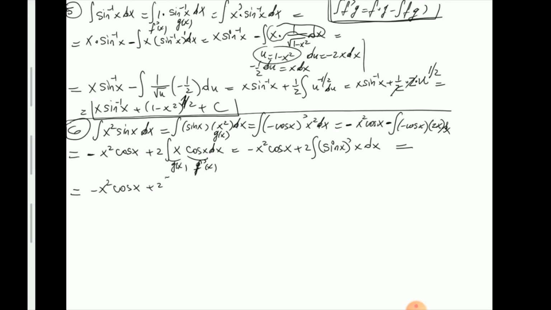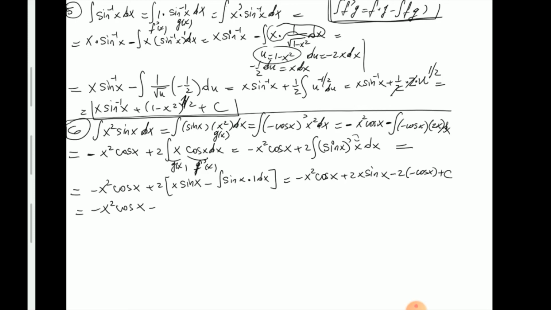But remember, this time around, there's 2 in front of the whole thing. So open a big pair of parentheses. So x times sine of x on the outside. Move the derivative from sine to x. So that's going to be the integral of sine of x times 1 dx. And now I'm nearly done. The integral of sine is going to be another minus cosine. So it's going to be minus 2 minus cosine of x plus a constant c. And finish up.